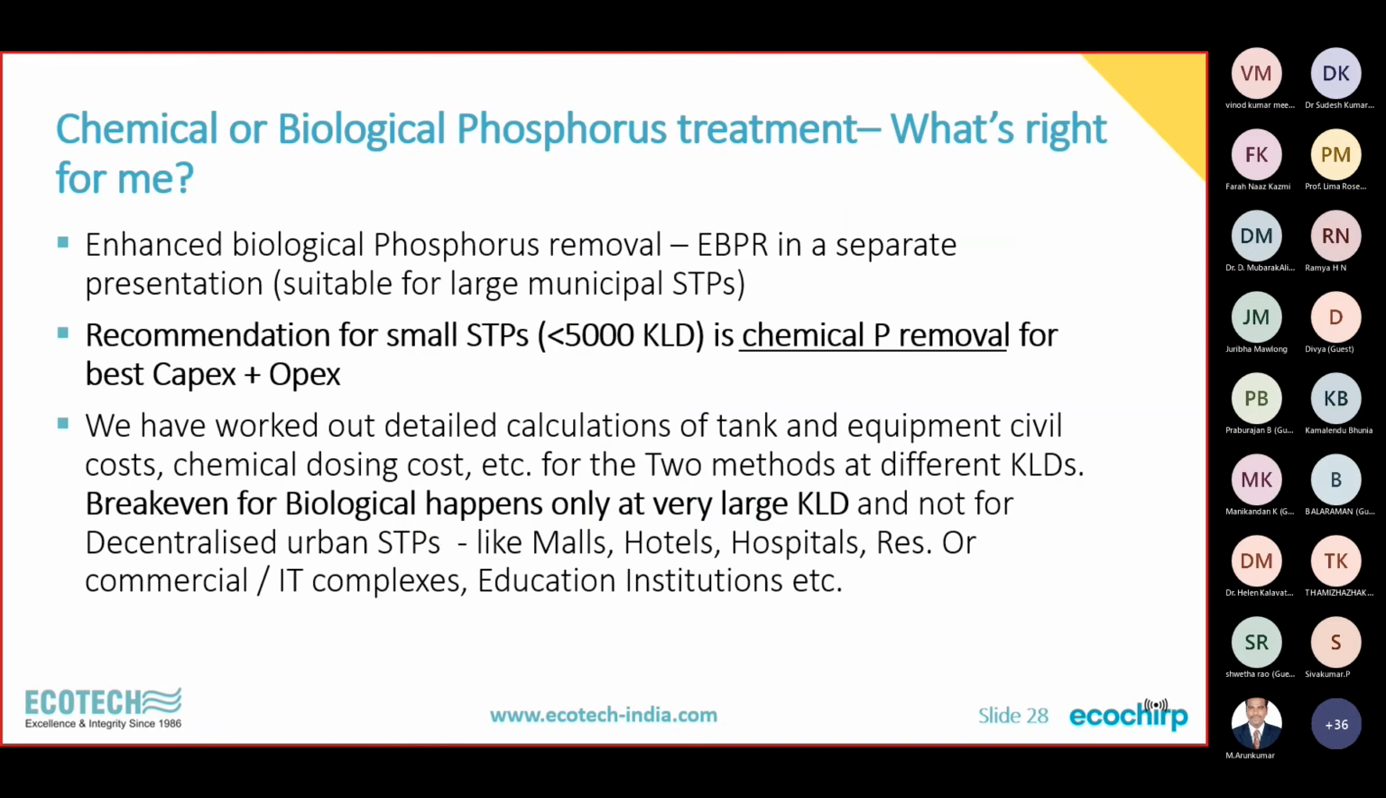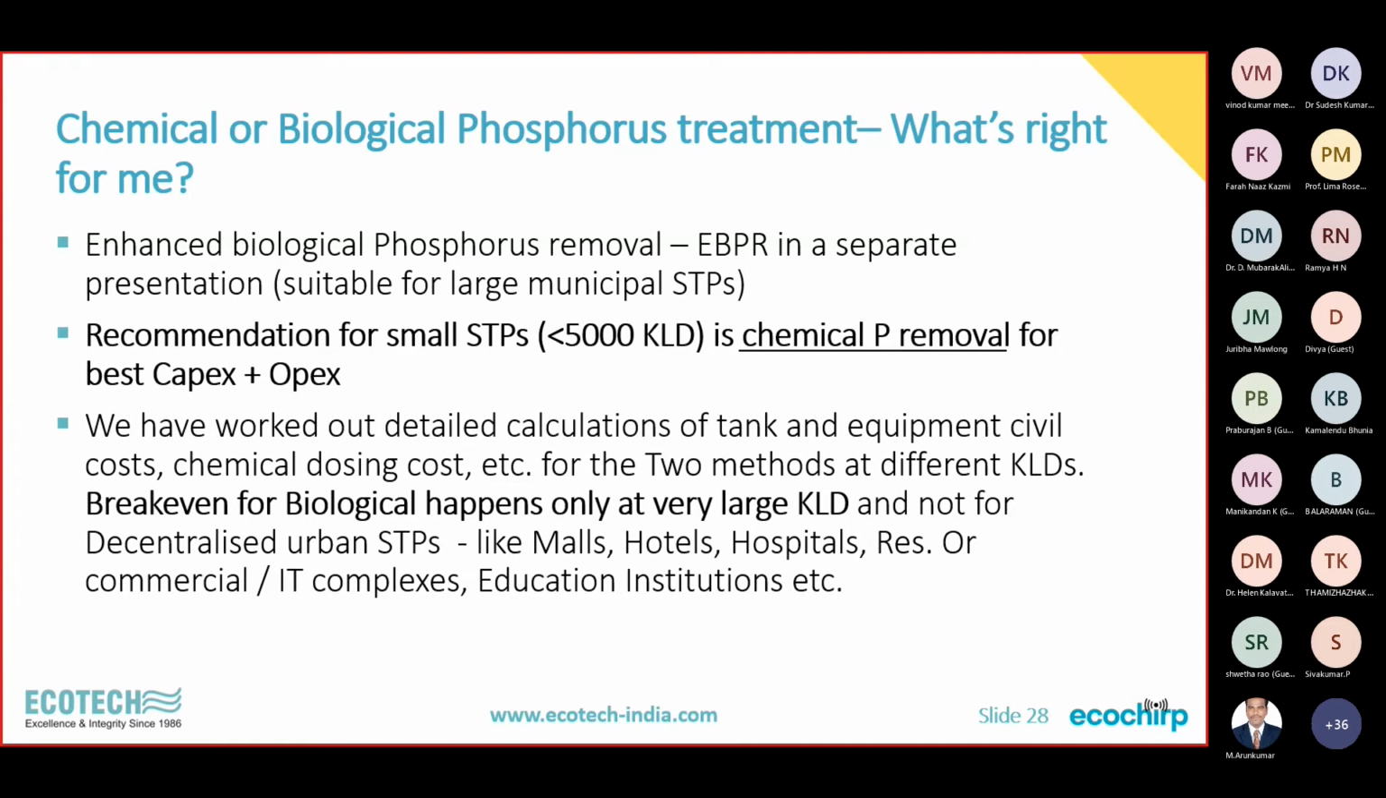So what is the question here is, chemical or biological phosphorus treatment, what's right for us? Enhanced biological phosphorus removal, EBPR, is a separate presentation suitable for large municipal treatment plants. Our recommendation for small STPs less than 5 KLD is chemical phosphorus removal, best for CAPEX and OPEX.